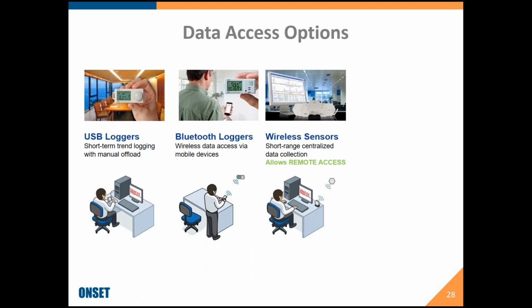Third option is wireless sensors. We have a family of sensors called the ZW series. They're short range, centralized data location. The ZW series has a receiver connected to a PC that's running 24/7, and the data from the nodes gets transmitted wirelessly back to the receiver and stored on the PC.